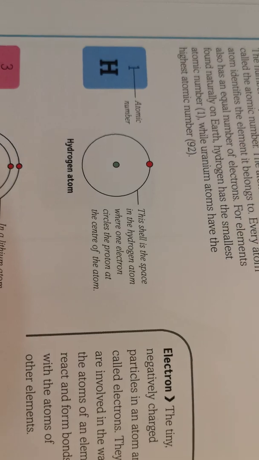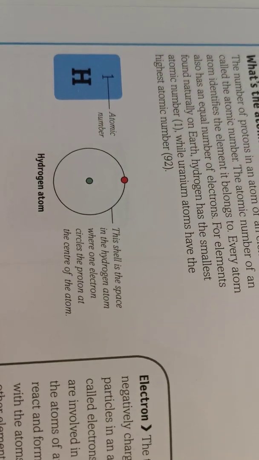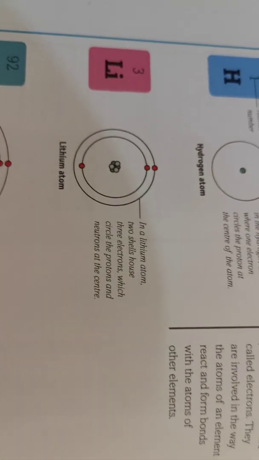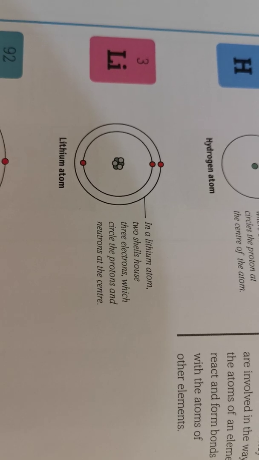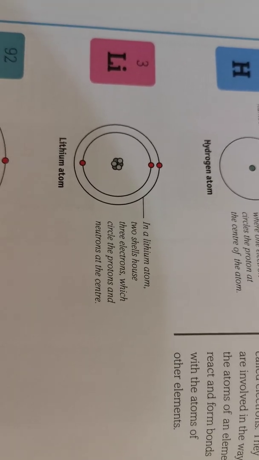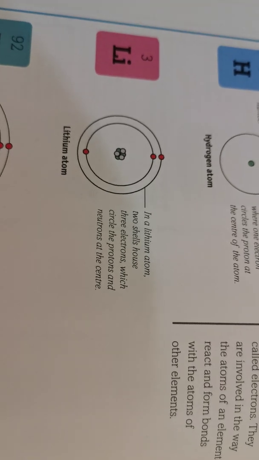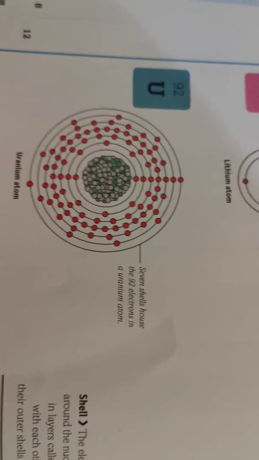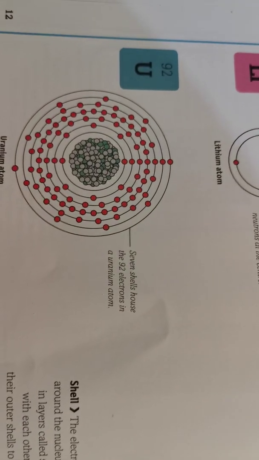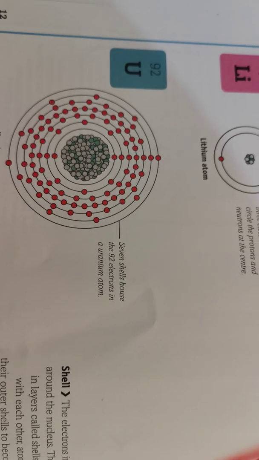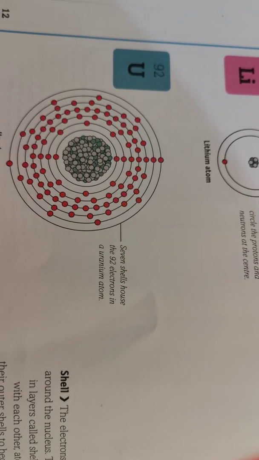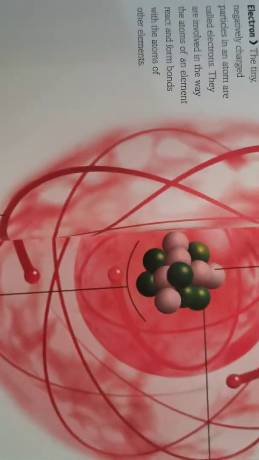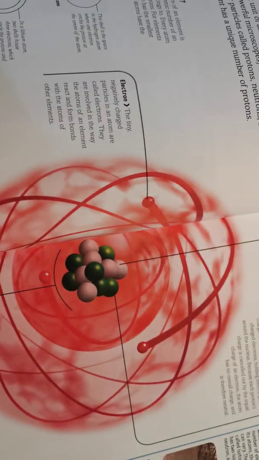H. Atomic number 1. This shows the space in the hydrogen atom, where one electron circles a proton at the center of the atom. Number 3, Li, lithium atom. In a lithium atom, two shells house 3 electrons, which circle the protons and neutrons at the center. 92, U, uranium atom. 7 shells house the 92 electrons in a uranium atom. So this is what an atom normally looks like. See, it's pretty reddish.